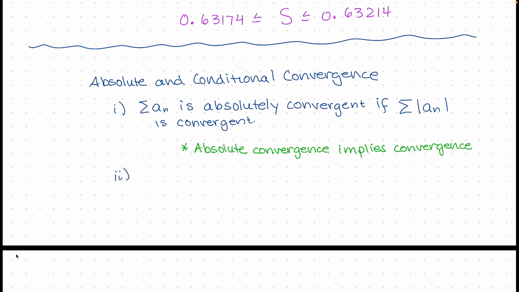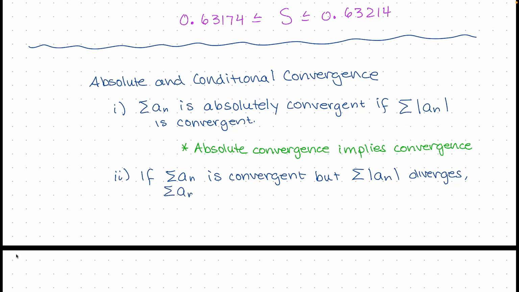Or, if the summation of a sub n is convergent, but the summation of the absolute value of a sub n diverges, then we say the summation of a sub n is conditionally convergent. And I'm going to show you a video at the end of the lesson to explain this. It's going to be video time. Conditionally convergent. It's a good video, though.